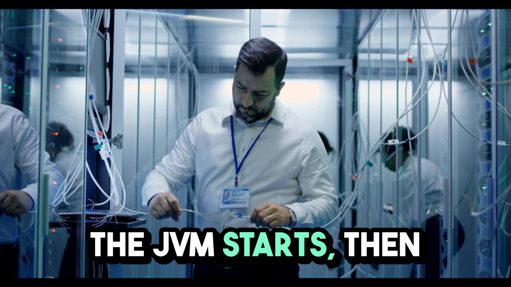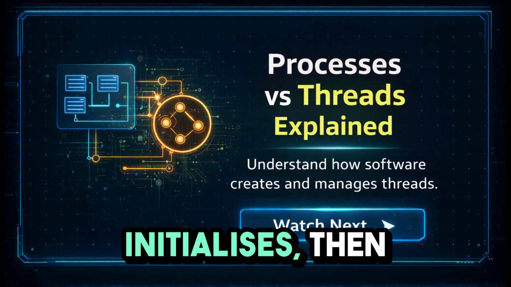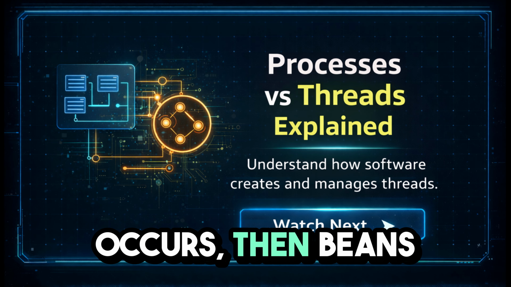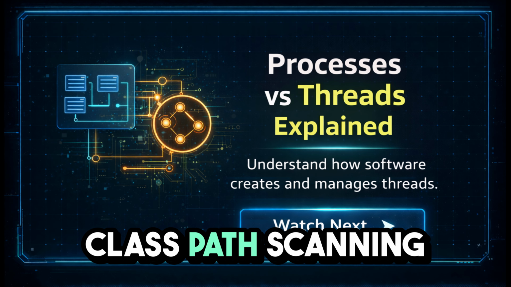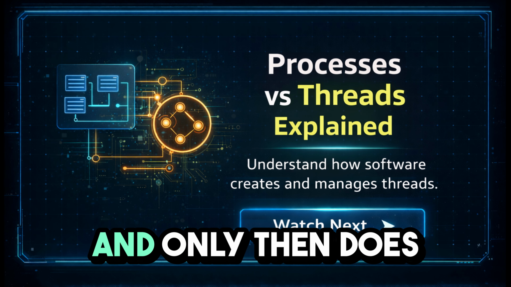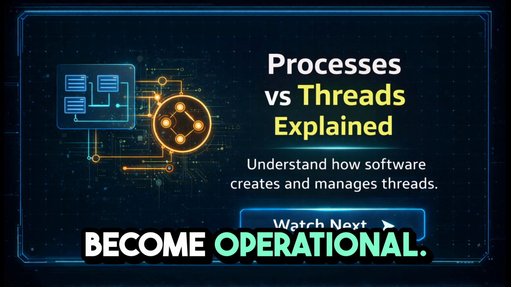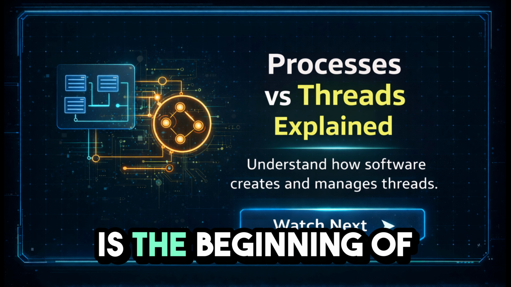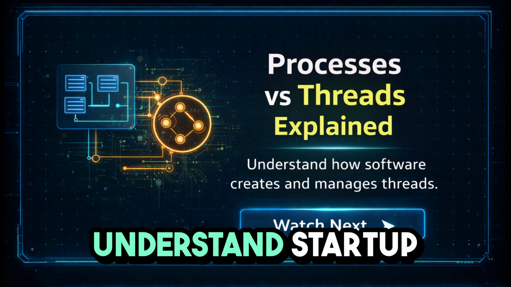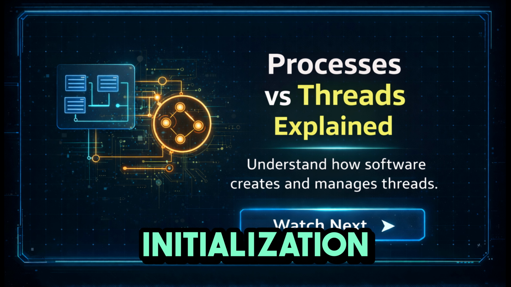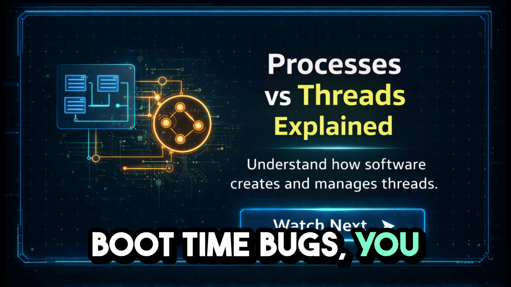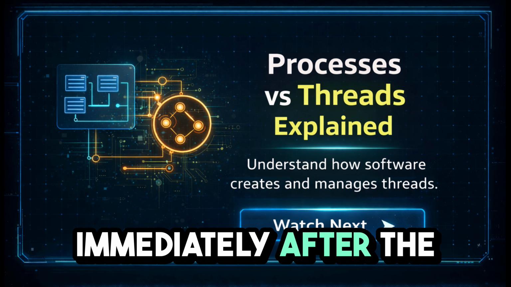The JVM starts. Then the Spring framework initializes, then configuration is loaded, then dependency injection occurs, then beans are created, then class path scanning happens, then proxies are built, then the web server is started, and only then does your application become operational. So the entry point is the beginning of a chain reaction. It's the first domino. And if you want to understand startup performance issues, initialization failures, dependency loading order, and boot time bugs, you need to understand what happens immediately after the entry point.